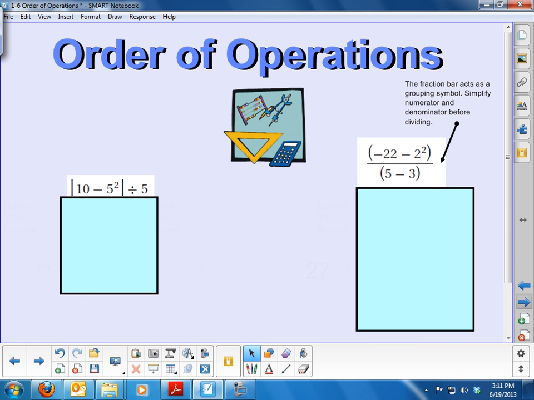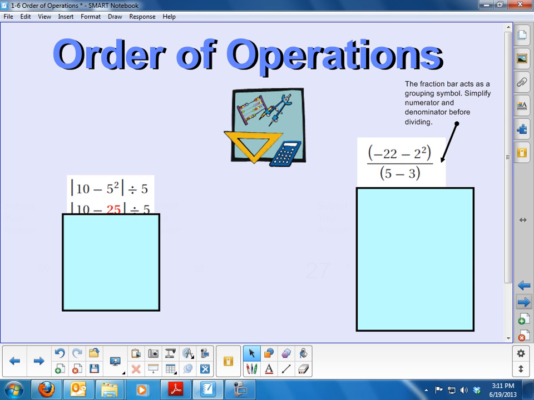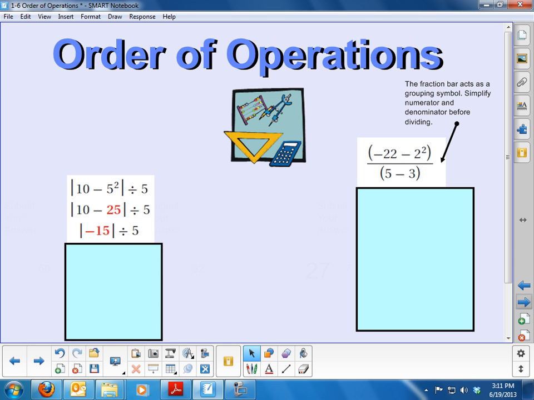Here we have an absolute value problem. We need to take care of our absolute value first because that is part of grouping symbols. Inside our absolute value is an exponent, so I need to do that first. 5 squared gives me 25. 10 minus 25 is negative 15. Now I take the absolute value once I've gotten it all the way down to just that one integer. The absolute value of negative 15 is 15. Now I can do the division, 15 divided by 5 to get 3.